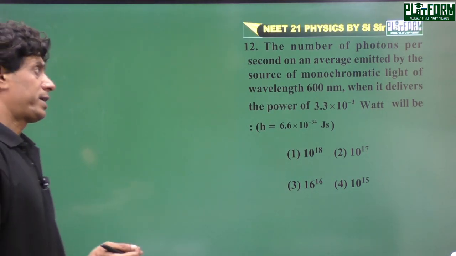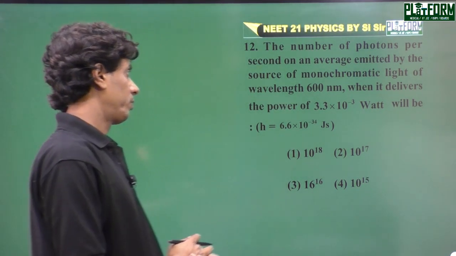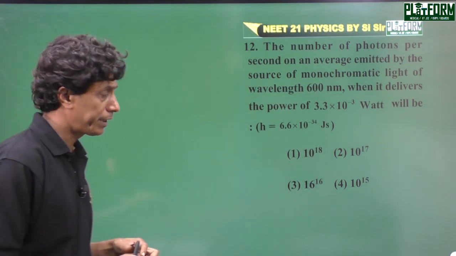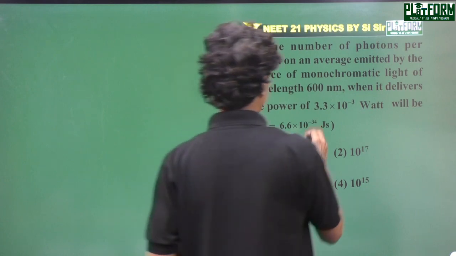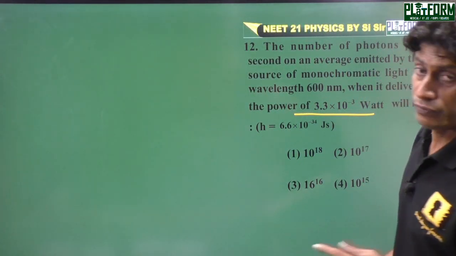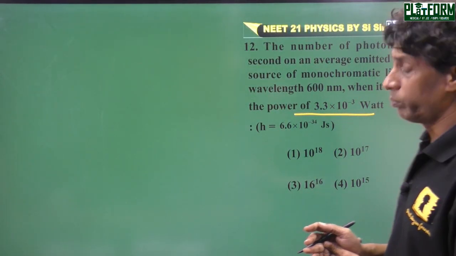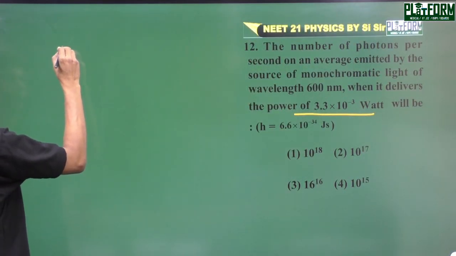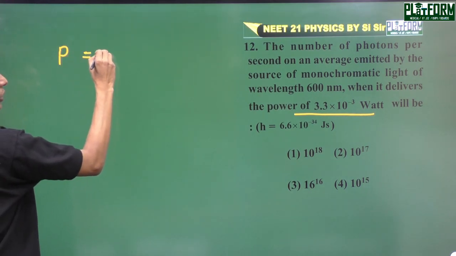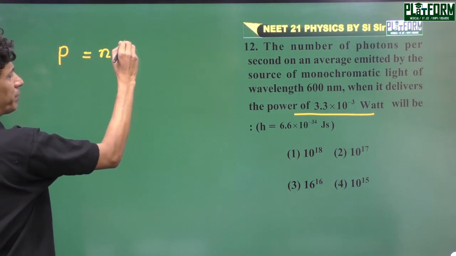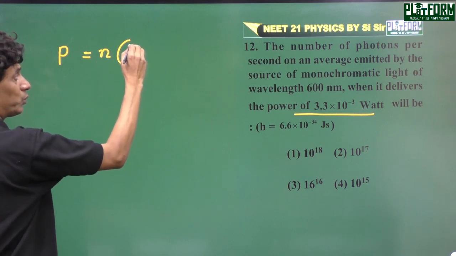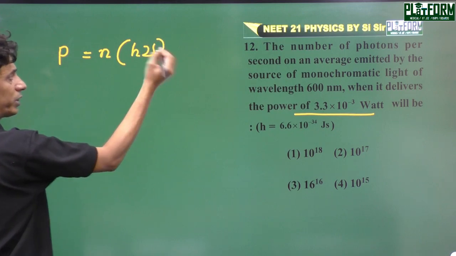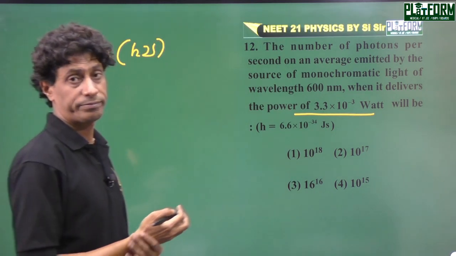the number of photons per second on average emitted by a source of monochromatic light of wavelength 600 nanometer, when it delivers power 3.3 × 10⁻³ watt, will be. Okay, so the power is equal to the number of photons emitted per second times the energy of each photon, h nu. Okay, so this is the power.